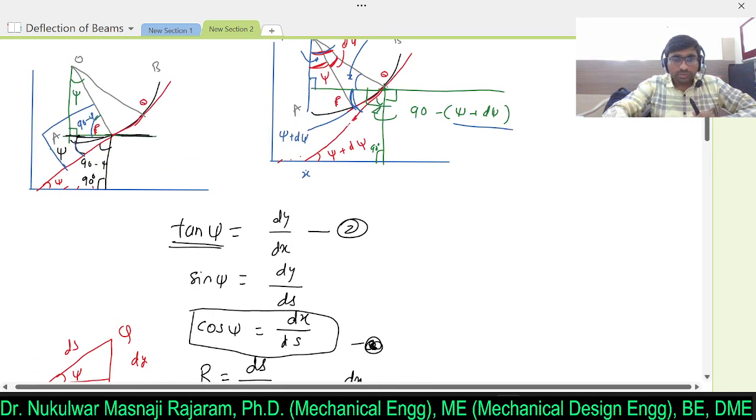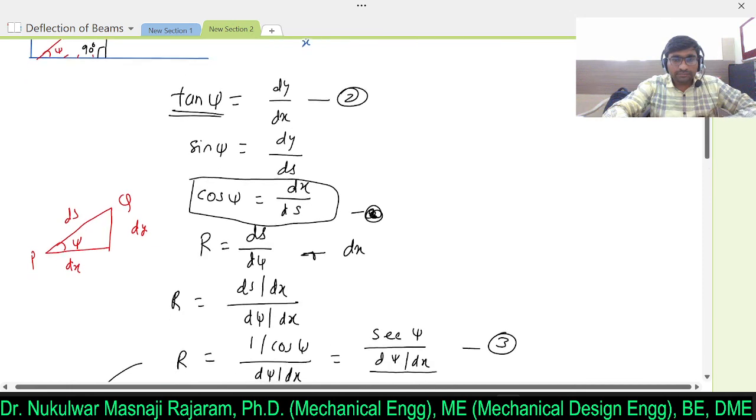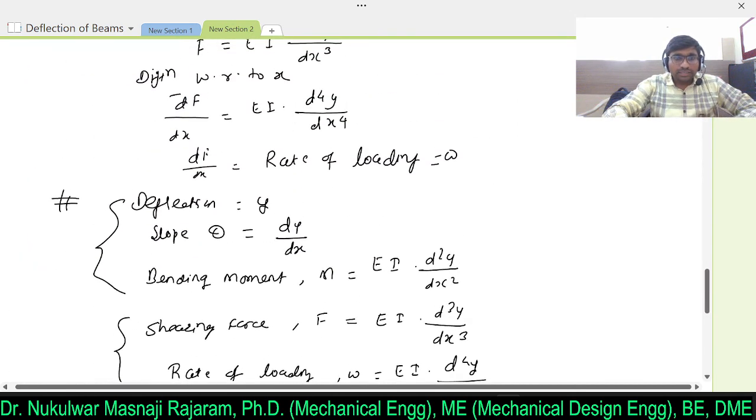I hope you understood the entire derivation along with the relation between slope, deflection and beam.